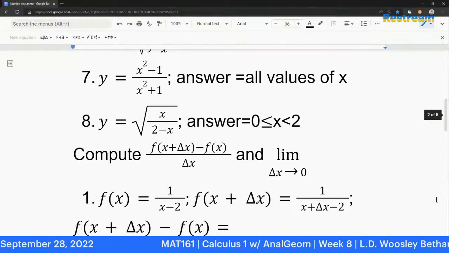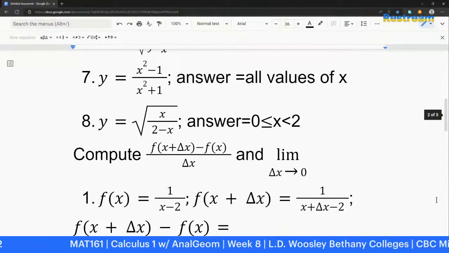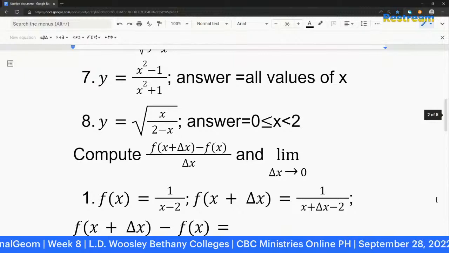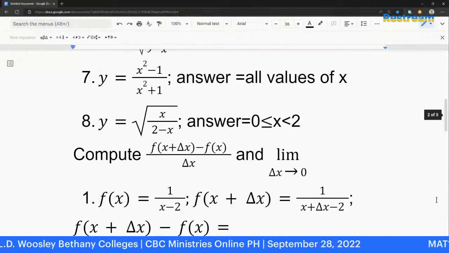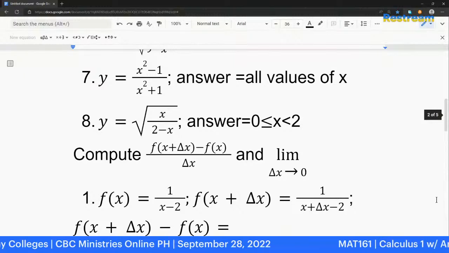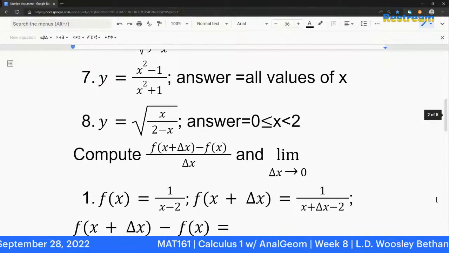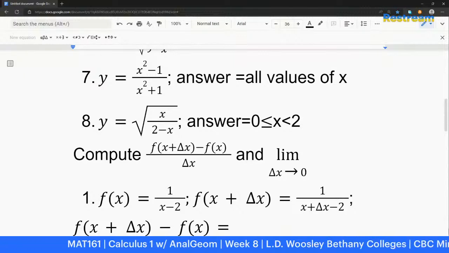Okay, this time saan naman tayo siguro? Limits. Okay, we have clarification. We'll move on to limits.